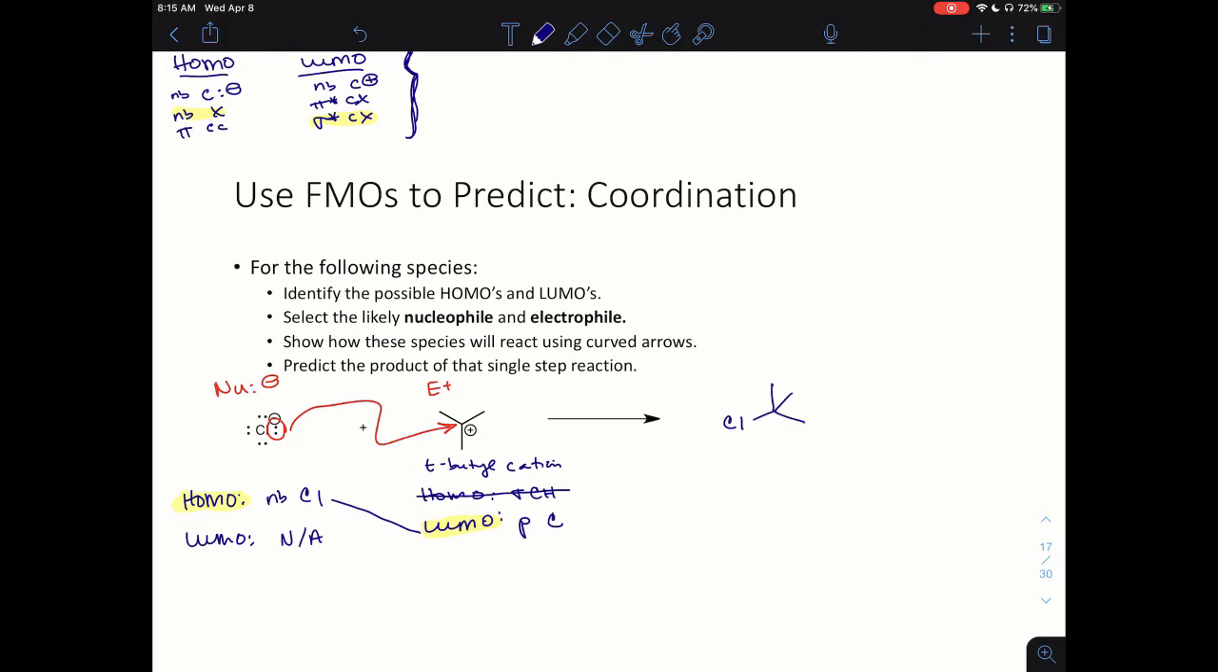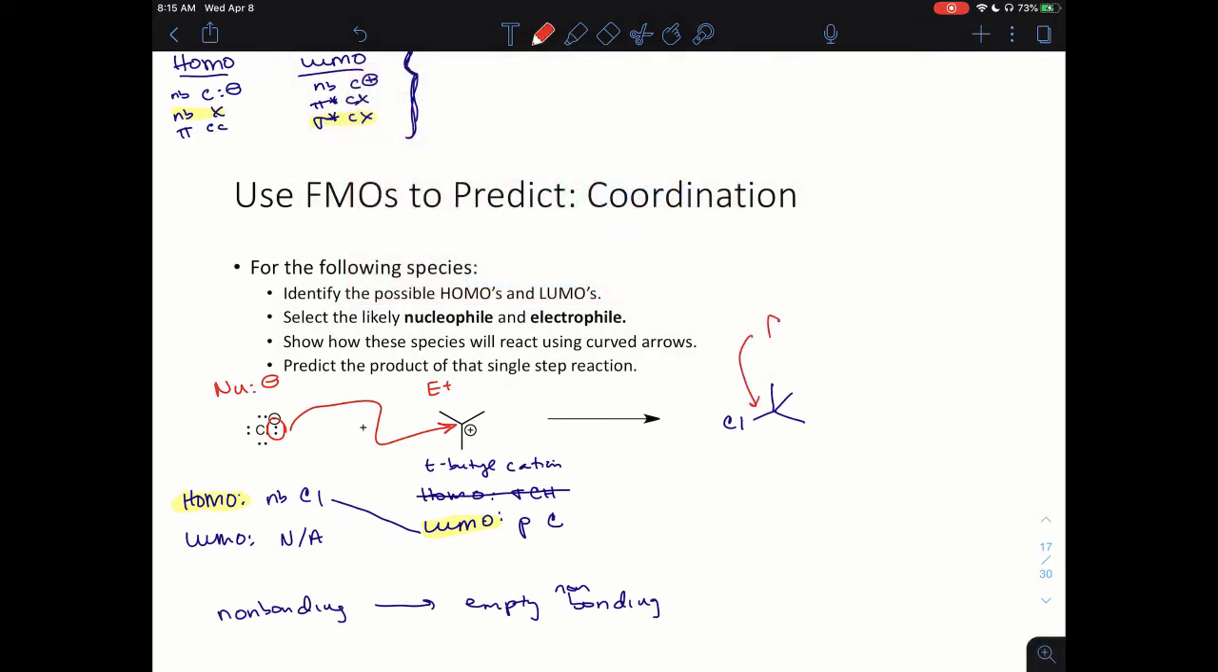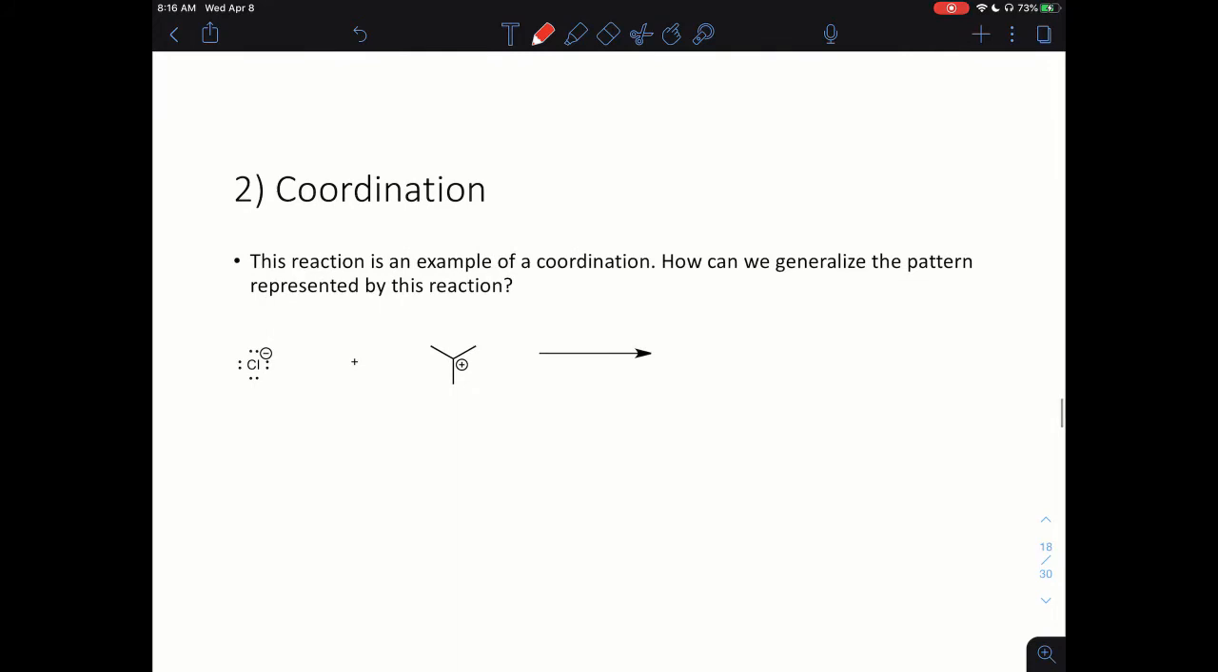So we had a non-bonding HOMO come together with an empty non-bonding orbital, and we just formed a bond. So there's the bond that we formed. This is an example of a coordination reaction, or coordination elementary step.